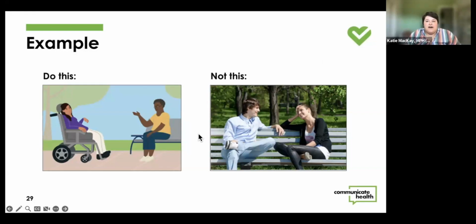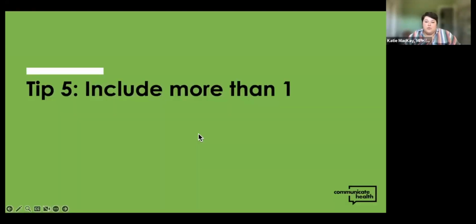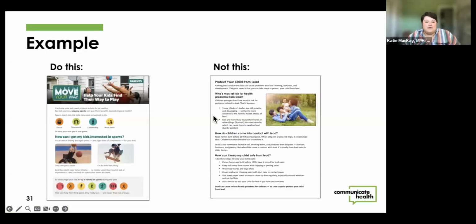Which leads me into tip 5, which is to include more than one photo where possible. You heard in Olivia's section about the potential to reinforce stereotypes or even provide misinformation. And so including more than one visual helps reflect diversity, avoids perpetuating those stereotypes, and you can address all your audiences without needing to do that all in one picture, which is sort of impossible.